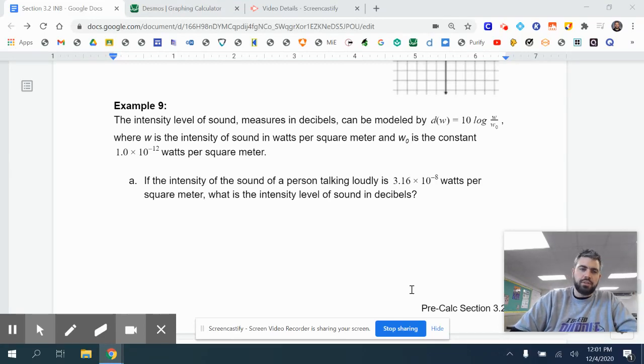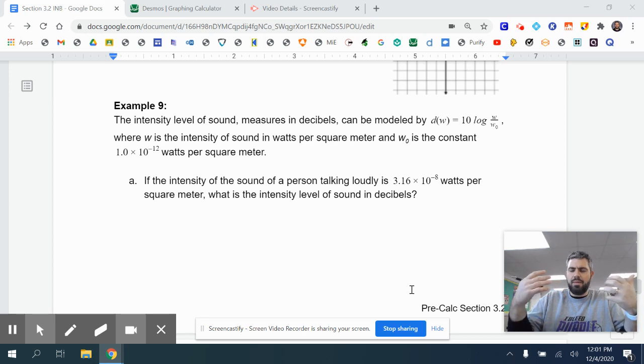So the final thing we're going to look at is a word problem. One of the applications of logarithms is sound, or the Richter scale, or things like that, which multiply by a big amount really fast, right? So intensity of sound is actually measured in decibels. You've probably heard decibels before.